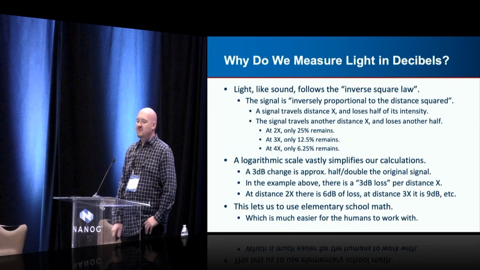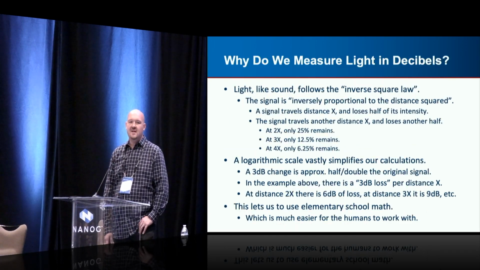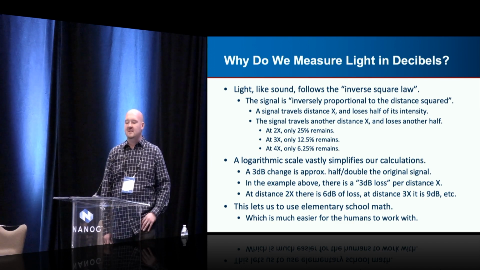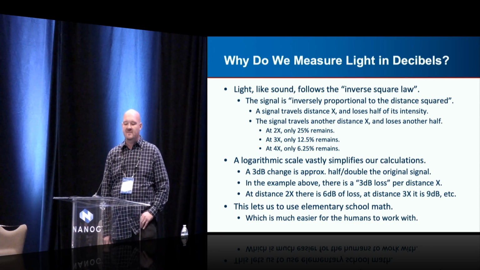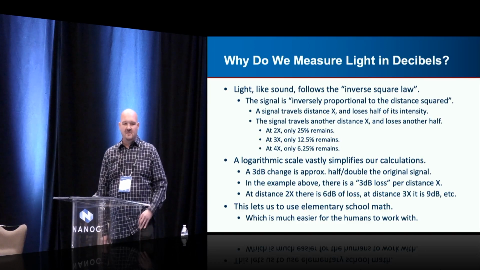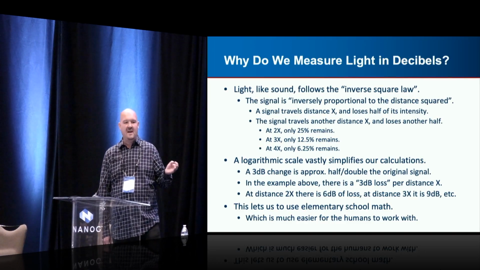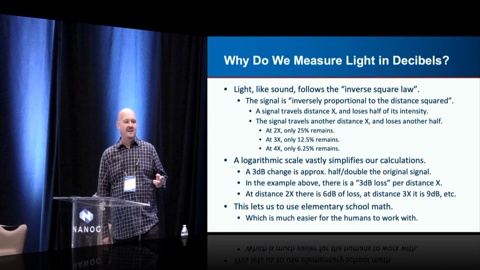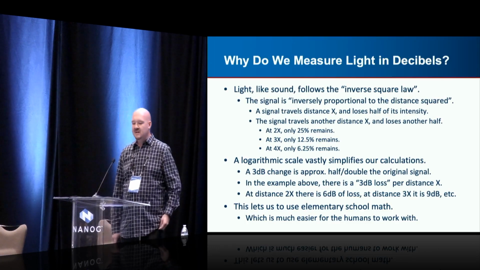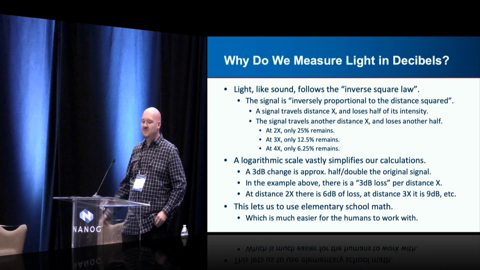So why do we measure light in decibels? Well, light, just like sound, follows what's called the inverse square law. So that means the signal is inversely proportional to the distance squared. Here's an easy way to think of that. You send a signal, the signal travels distance x and it loses half of its intensity. So now what happens when the signal travels 2x? Well, it loses half of its intensity again, so only 25% remains. What happens when it travels 3x? It loses half again, so only 12.5% remains. 4x, it loses half again, so 6.25% remains.